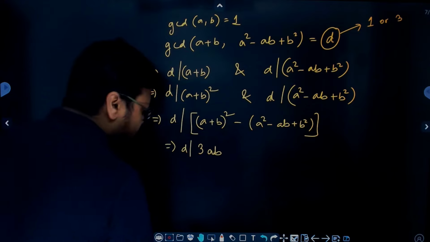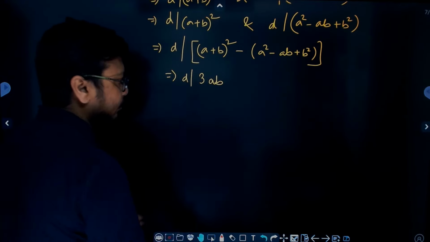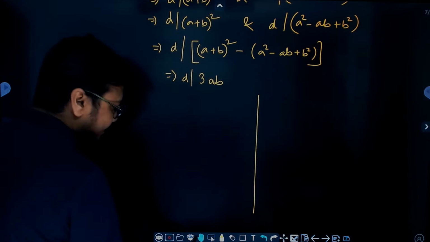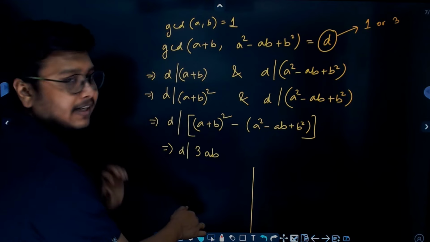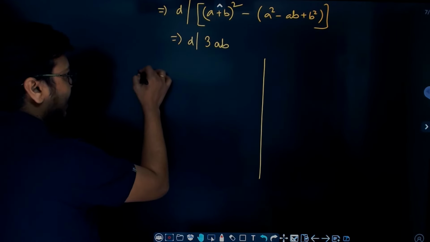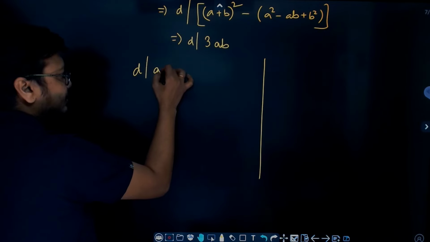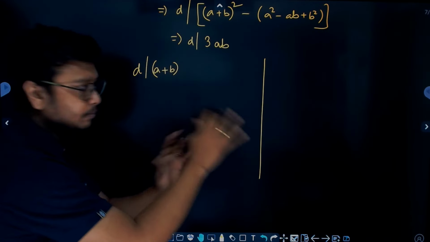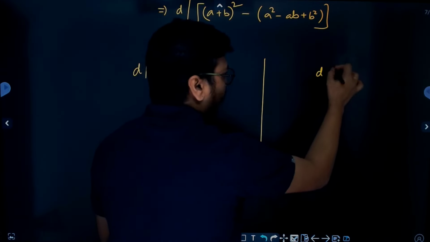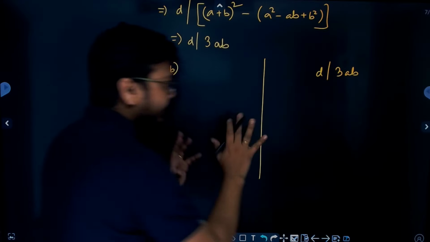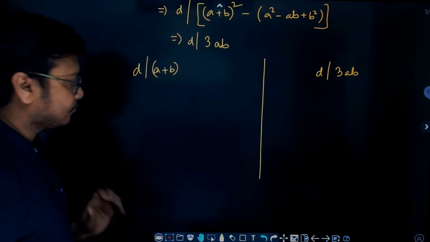Now I'm creating 2 columns and I'm going to study both the columns. I already had the information that D divides A plus B. I'm going to do basically 2 calculations simultaneously, that's why I'm creating 2 columns. And right now I have got D divides 3AB. These are the 2 pieces of information that I have.